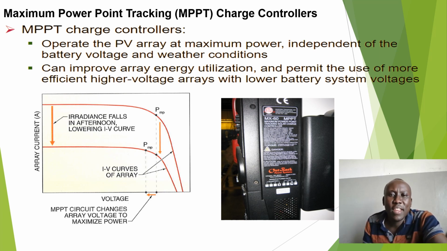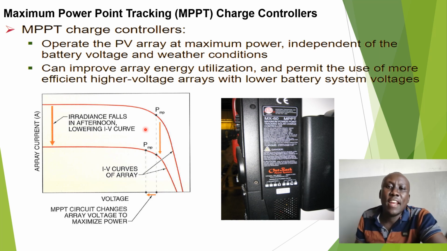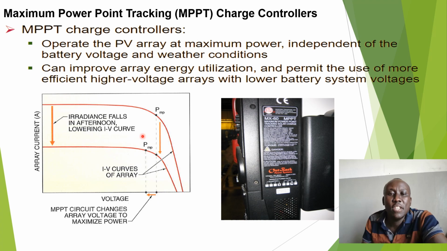So with maximum power point tracking, the MPPT, as I said before, it operates the PV array at maximum. So you can see this one is the maximum and this one is the minimum. It allows the charging at this particular area. So you find that the system will always charge at the maximum power of the array. It can also improve the array energy utilization and permit the use of a more efficient high voltage array with low battery system voltage.